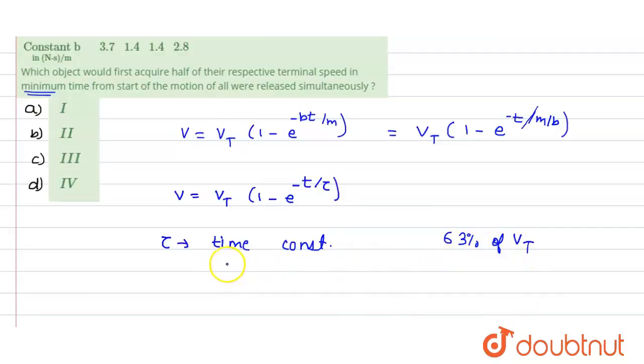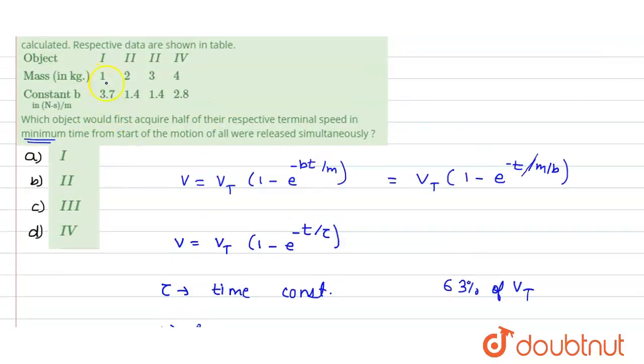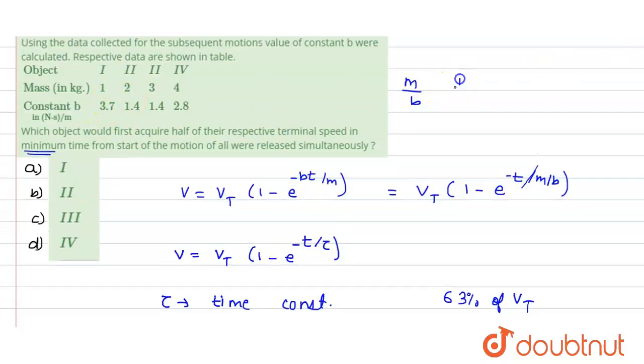So simply we need to find the minimum time. So what should be the value of tau? Tau should be minimum, because we need to find the minimum time. Out of the 4 choices given, which would have the minimum value of the time constant, which equals m divided by b? If we take the ratio of m divided by b for all these cases, for the first one it is 1 divided by 3.7, for the second it is 2 divided by 1.4, for the third it is 3 divided by 1.4, for the fourth it is 4 divided by 2.8.